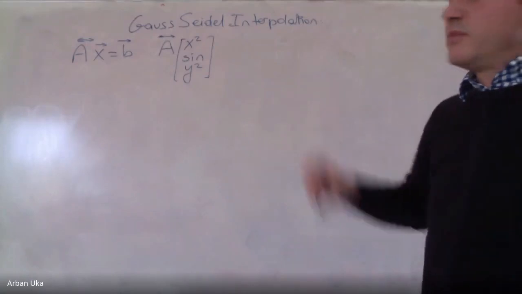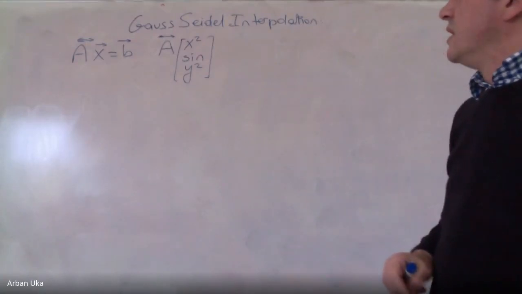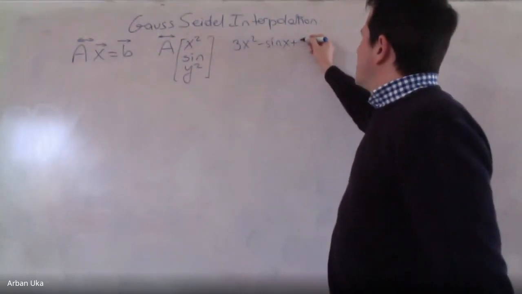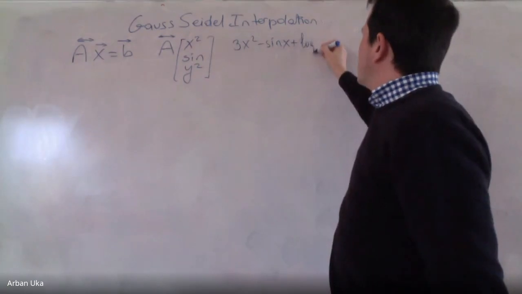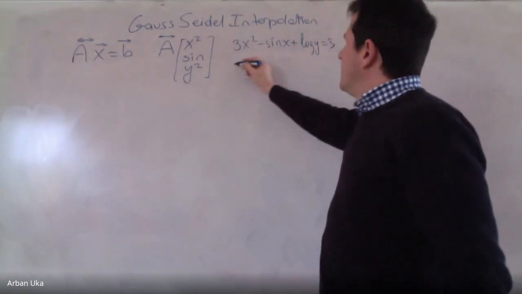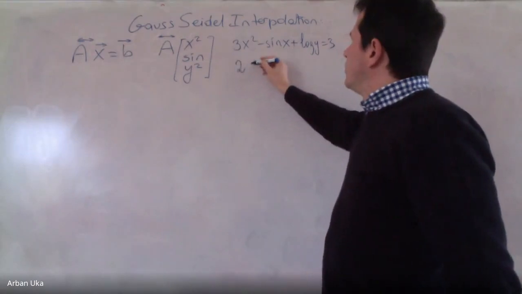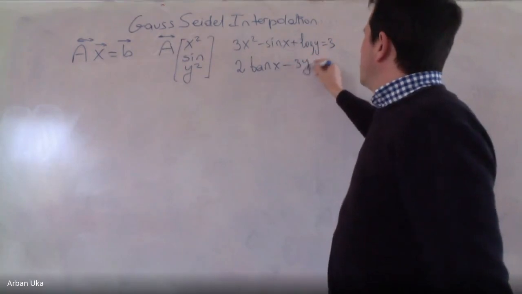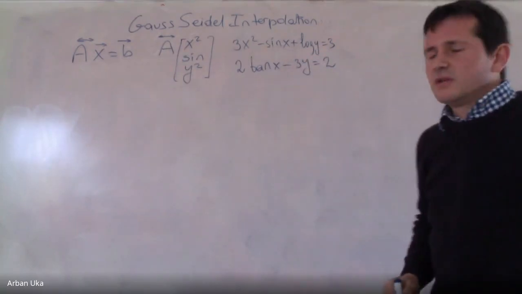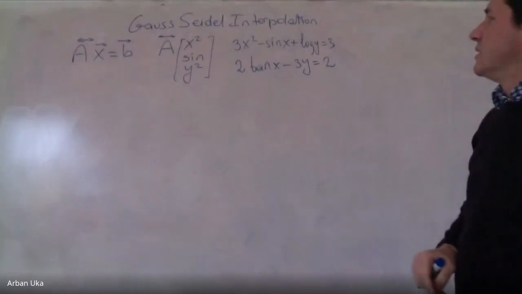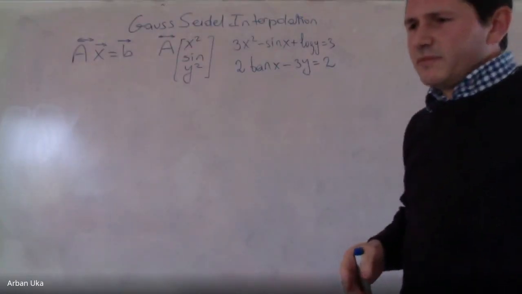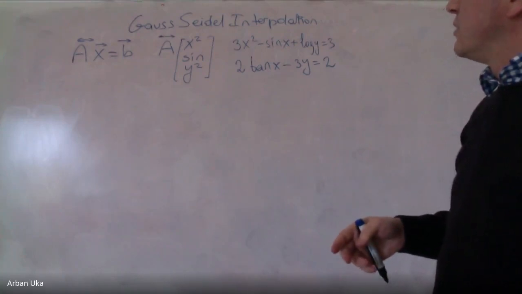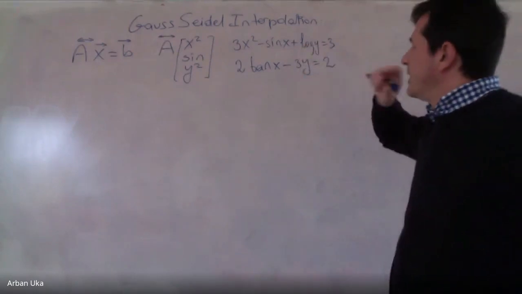Of course, this is not the best way to represent it, because the equation can be as random as 3x squared minus sine x plus logarithm of y, this is 3, and then we would have the other one: 2 tangent x minus 3y, this is equal to 2. So imagine now this system is, for sure, a nonlinear system, that's the first thing we can say, but we have to be a little careful if we design a possible solution for such a system.